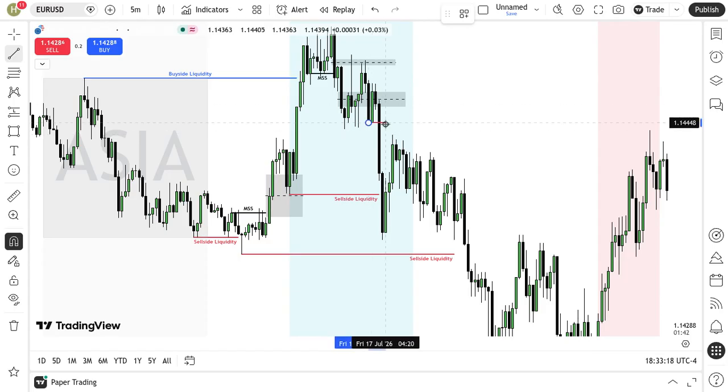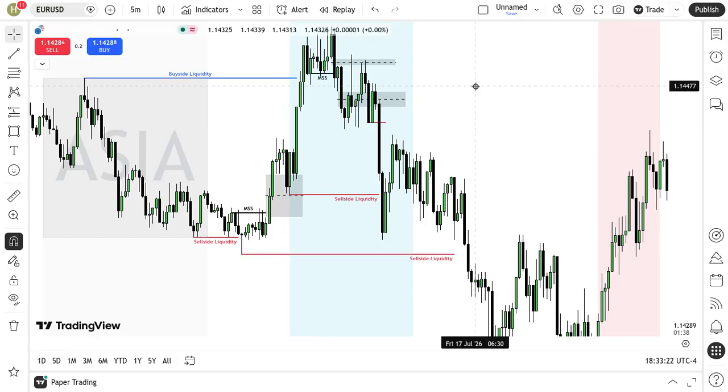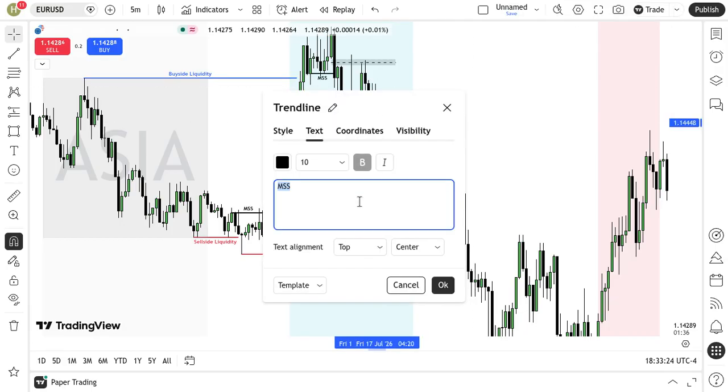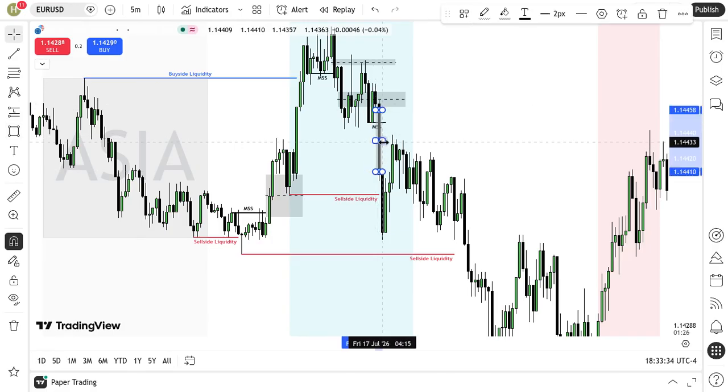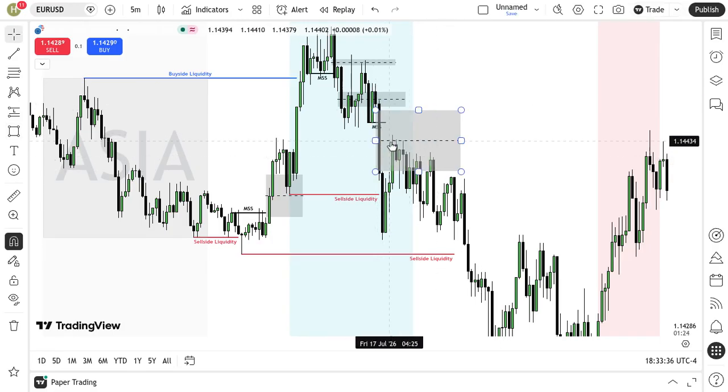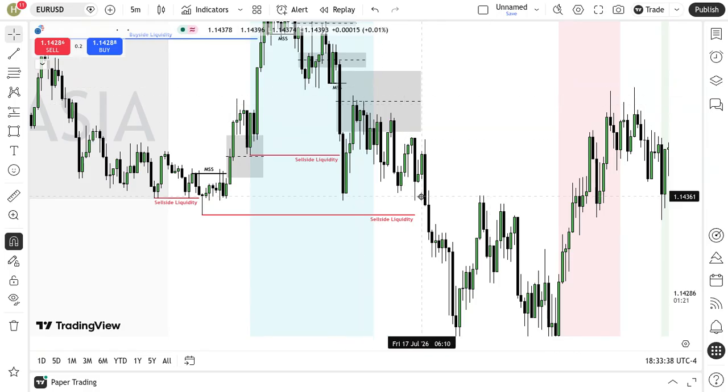this low. So that is another market structure shift. And we also have this big gap within here. So we also have a fair value gap. You can see price goes up to the 50% and then it reacts off. Then we get another break below here, fair value gap, it reacts off of it, and then we finally take out that low.